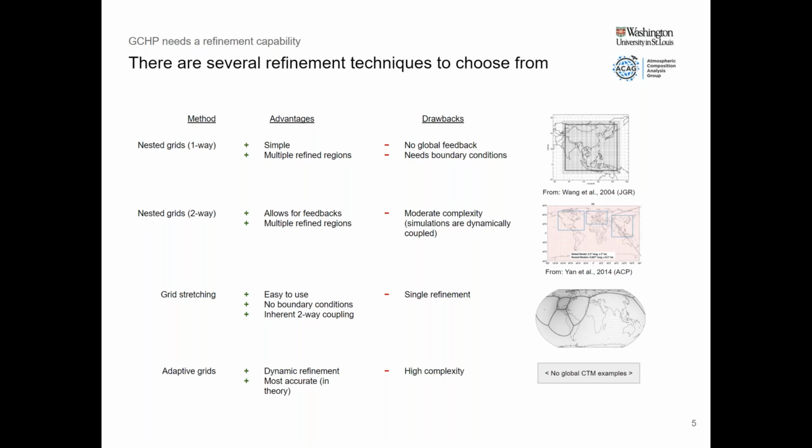And so then the fourth technique, which I'm going to gloss over, is adaptive grids, where the grid dynamically adjusts to the regions where you need the finest resolution. It's a really complicated technique to implement, especially in a large comprehensive model. So I'm going to skip over it because I'm not aware of any global CTMs that are doing this.